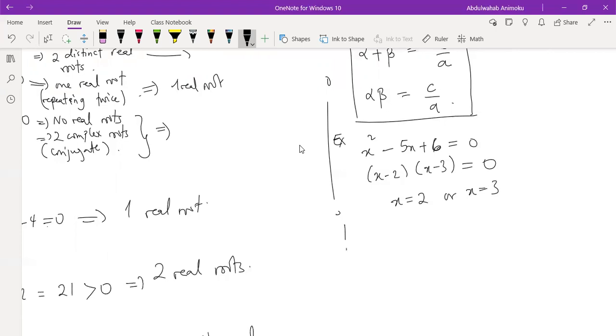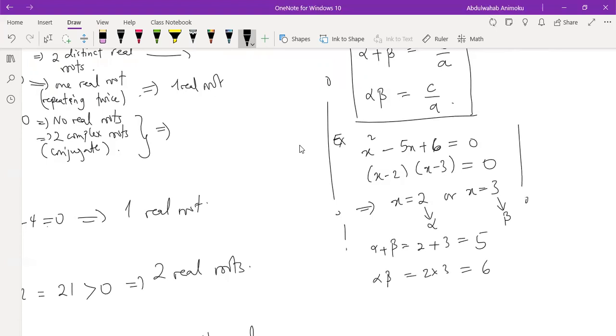Okay, now that we know the roots, what will be the sum of the roots? What I'm basically saying is that this is alpha and this is beta because they are the roots of this quadratic equation. So alpha plus beta would be 2 plus 3, and that will be 5. And then alpha times beta should be 2 times 3, and that will be 6.